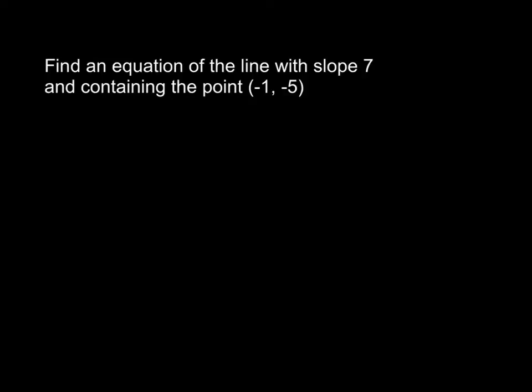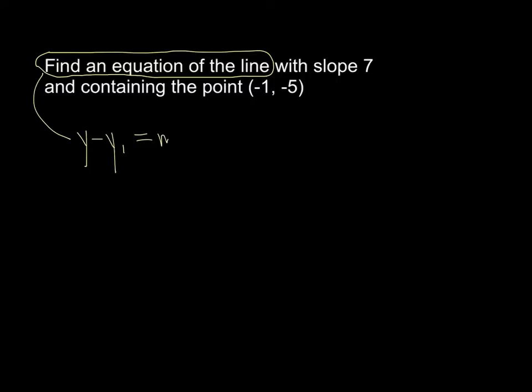Okay, our first example, find an equation of the line with slope 7 and containing the point (-1, -5). One thing that we're going to do pretty consistently if we see this phrase, find an equation of the line or write the equation of the line or something like that, we're going to start with what's called the point slope form, which is y minus y1 equals m times x minus x1.